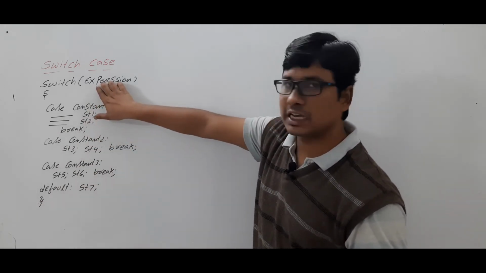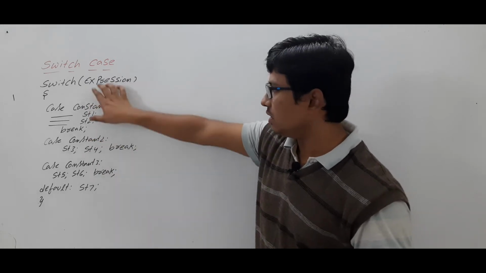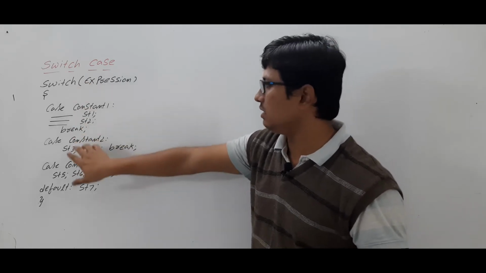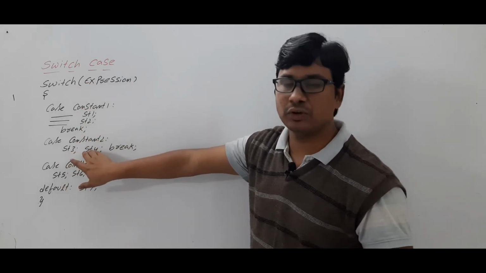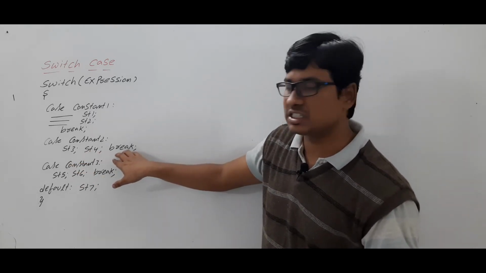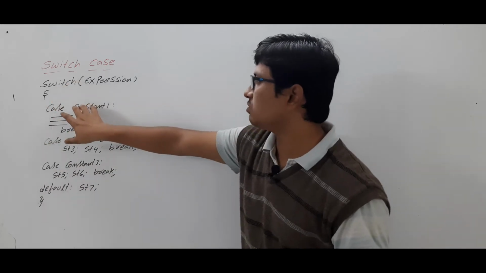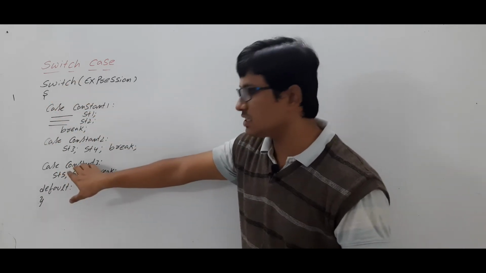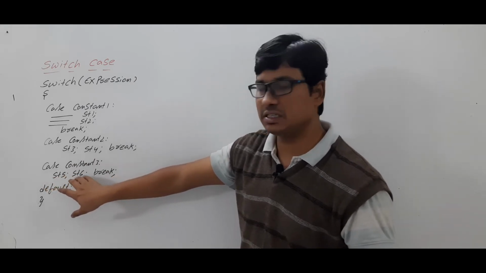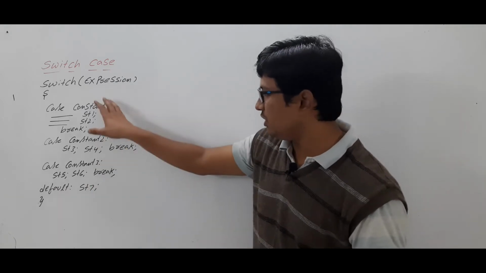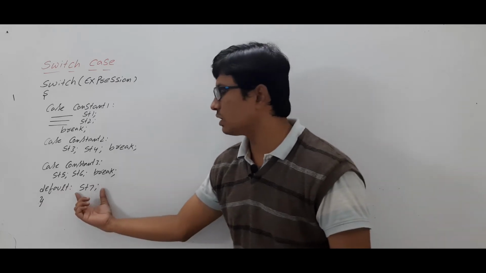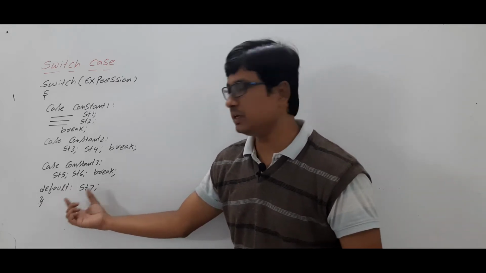Suppose this expression is not matched with constant 1. Then you will check whether it matches with constant 2 or not. If it is matching, then you will execute statement 3 and statement 4. After executing them, you need to come out from the switch case, so you will use a break statement. If it is not matching with constant 1 and constant 2, but matches with constant 3, then you will execute statement 5 and statement 6, then you will come out with the break. If it is not matching with any one, then you will write a default statement. Whatever statements you have written in the default will be executed and it will come out.